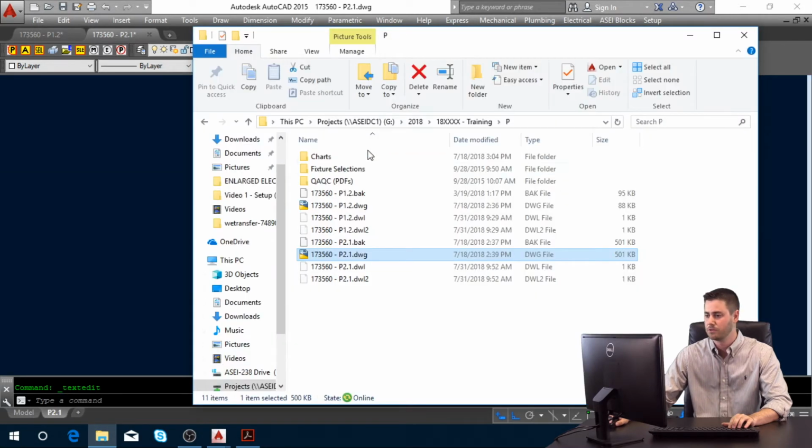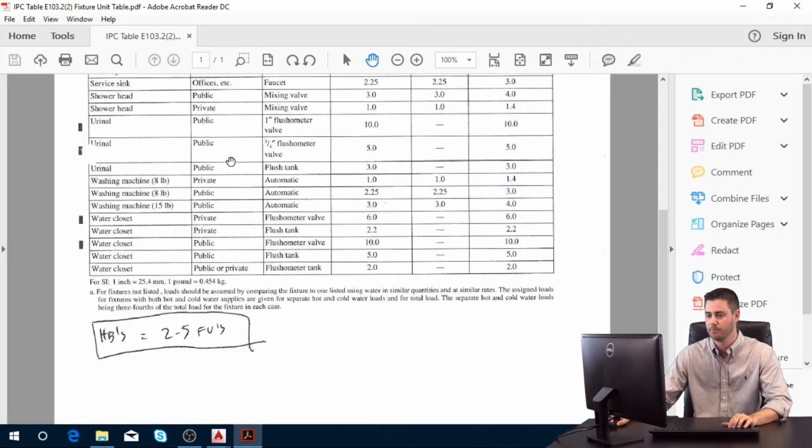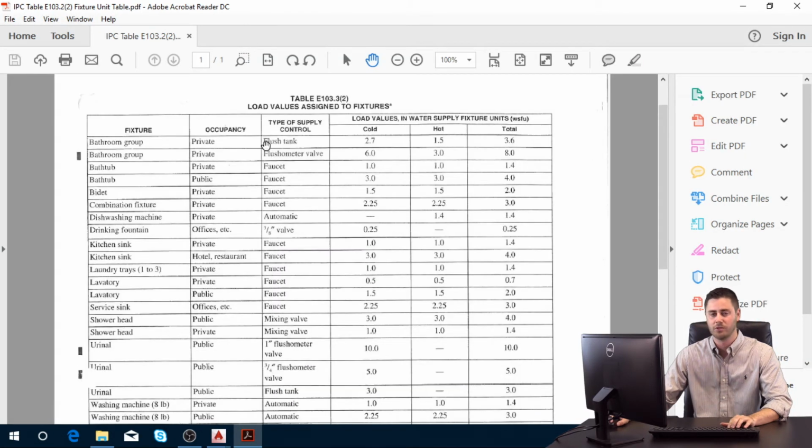So I will go into my charts, go to the IPC table of fixture units, open this up, and then you'll start inputting your fixture units based on the fixture unit type that you have.